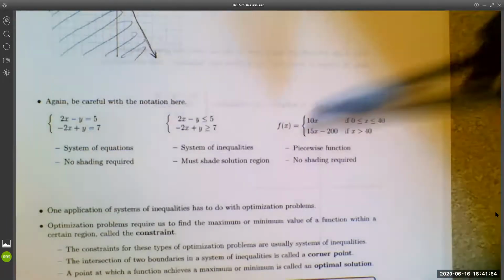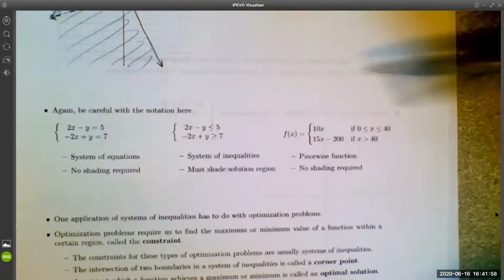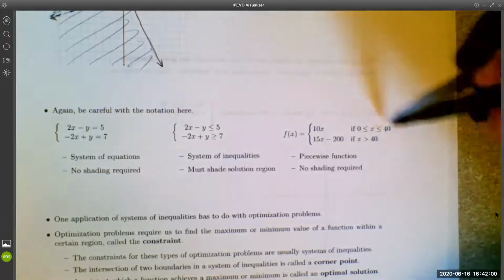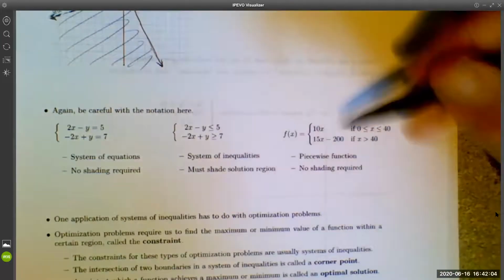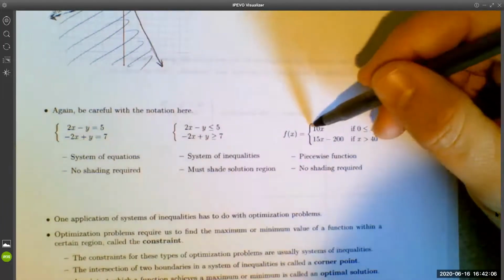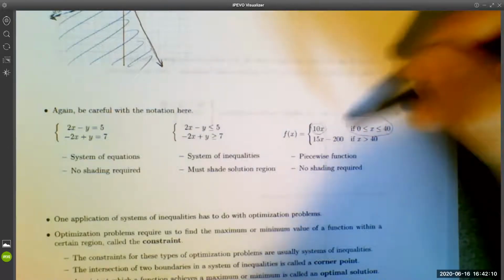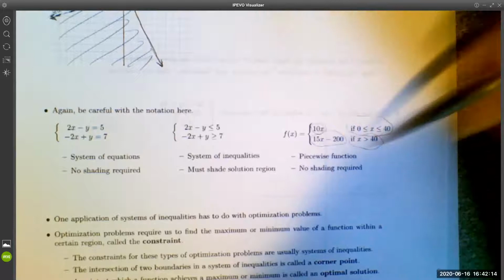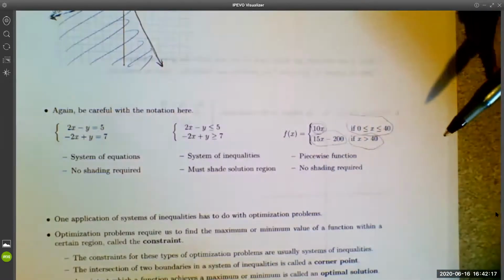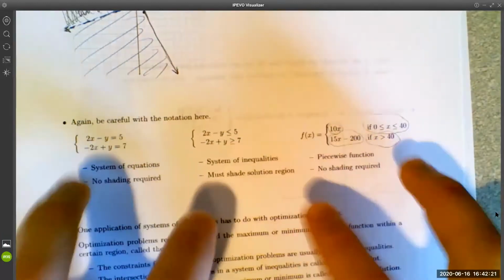This is a piecewise function. This is a completely different beast. It's completely different from these other two things. Don't shade. Just because there are some inequalities here, that doesn't mean you're going to shade. This is a piecewise function. What this function means is you're going to graph this line on this portion of the domain, and you're going to graph this other line on this other portion of the domain. But you're not going to do any shading at all. Okay? So try to keep these things straight. They are different things.